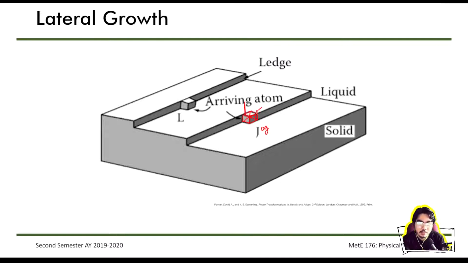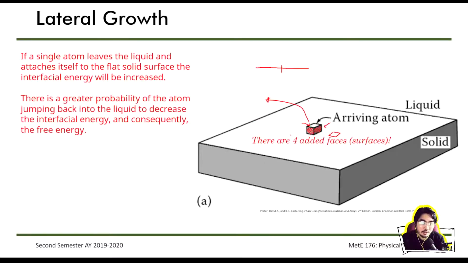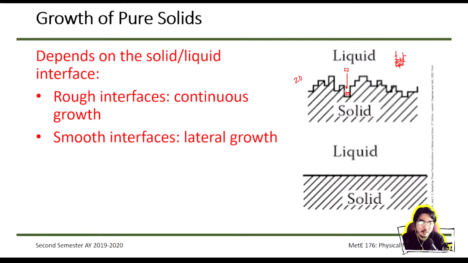Tapos itong nasa taas naman, ang original surface area niya is nandito sa baba. So meaning, wala kang additional discontinuities or additional surfaces na ini-introduce pagka ganito yung arrangement mo na meron kang jog, no? So it's as if nasa rough surface ka lang din, na parang additional of an arriving atom will not introduce any additional discontinuities, and therefore it will have a continuous growth, no?